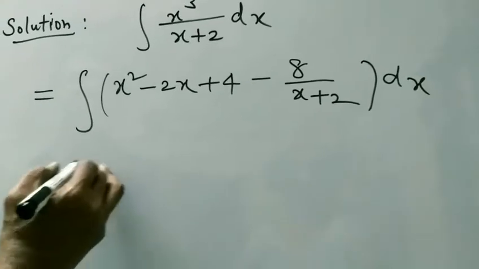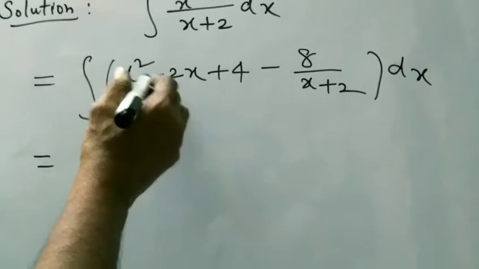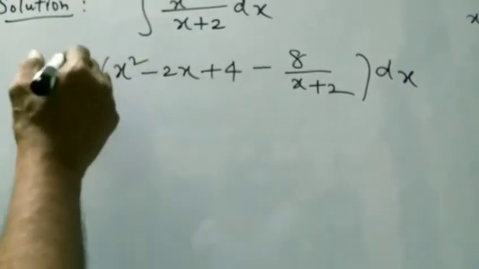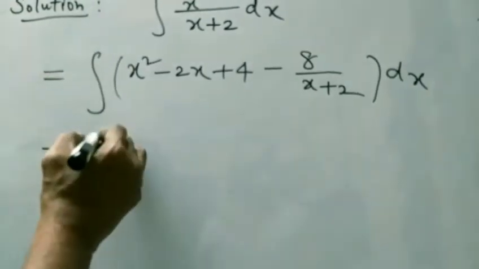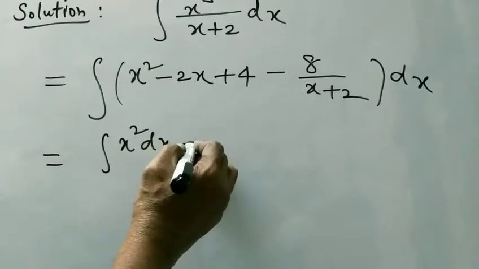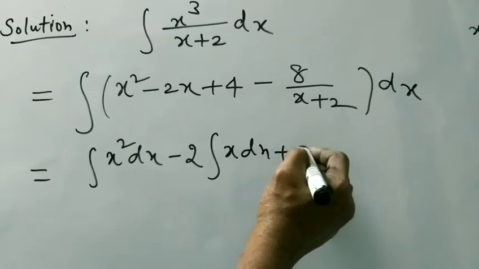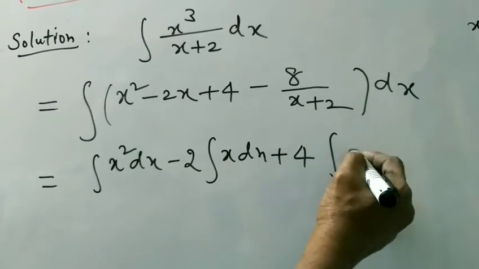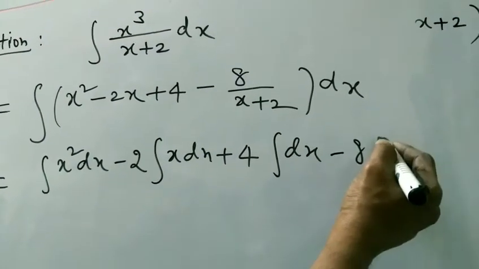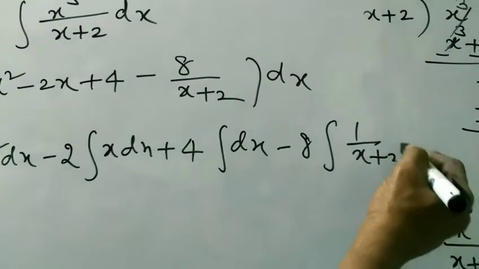It becomes first term, second term, third term, fourth term. We have to split into terms, separating the terms by using the integral sign. So integral of x square dx minus 2 into integral of x dx plus 4 into integral dx minus 8 into integral of 1 by x plus 2 dx.